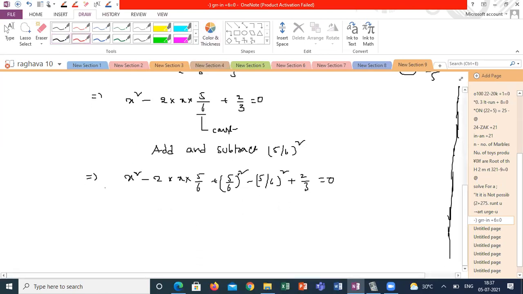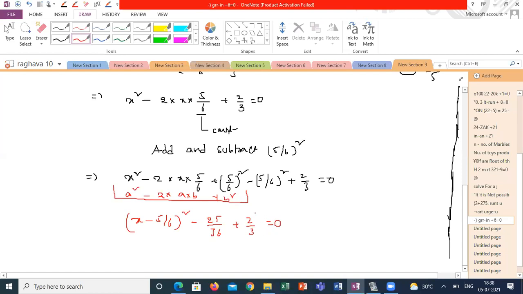I am taking only these three terms. See, it is looking like a² − 2ab + b², which can be written as (a − b)². So (x − 5/6)². Minus (5/6)² is minus 25/36, plus 2/3. Now it is ready to solve.